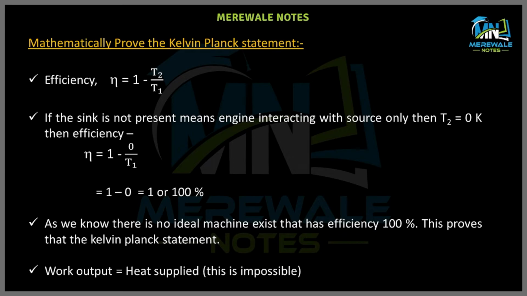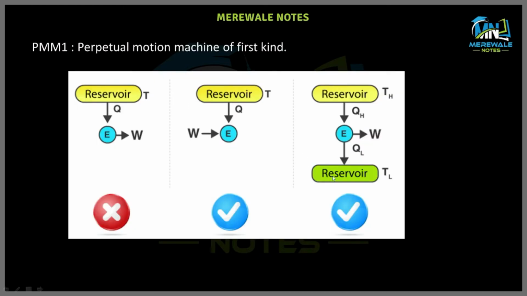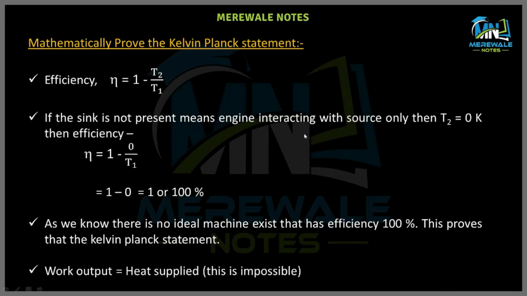So now we will prove that statement with the help of equations. As we know, the formula of efficiency is equal to 1 minus T2 by T1. T2 is the temperature of the sink. As we can see, this is the sink and this is the source, and this is the engine. So efficiency is 1 minus T2 by T1, where T2 is the temperature of the sink and T1 is the temperature of the source.